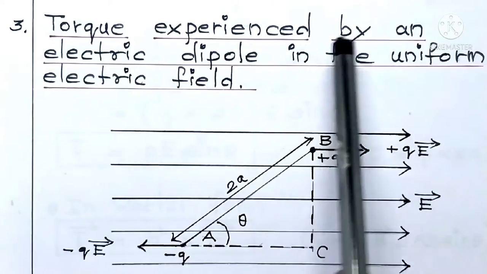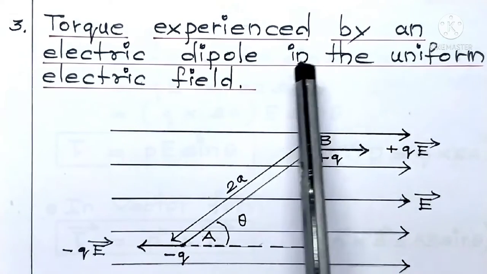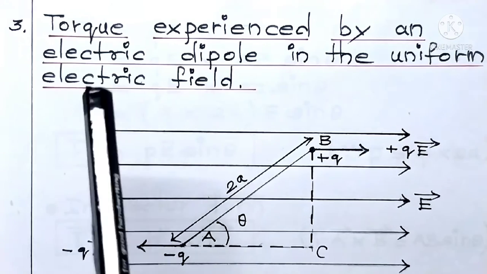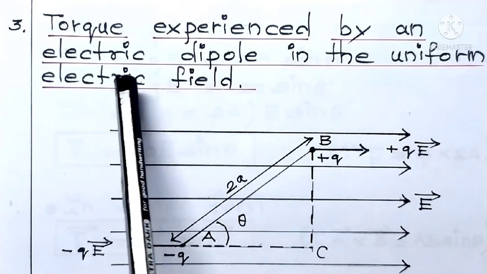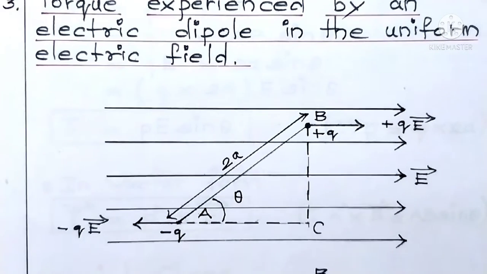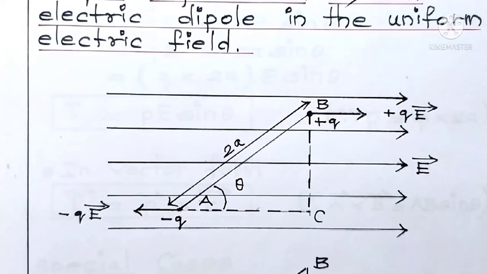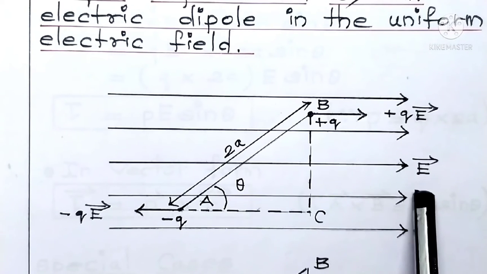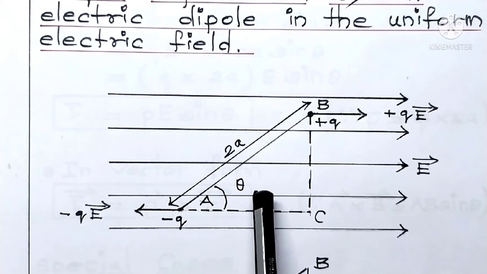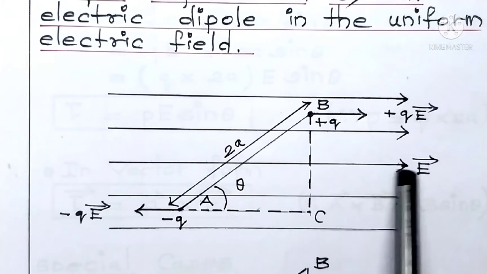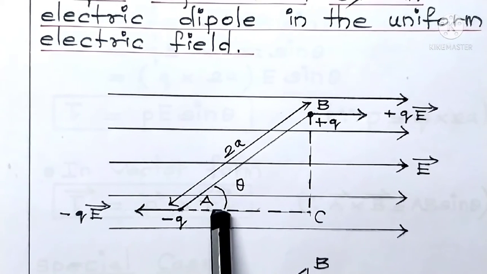Torque experienced by an electric dipole in the uniform electric field. Here we are going to derive an expression for the torque experienced by an electric dipole in the uniform electric field. Now let us have a closer look at this diagram. In this diagram, these parallel lines represent the uniform electric field. In this electric field, a dipole is placed at an angle to the direction of the electric field. So, an angle is produced.